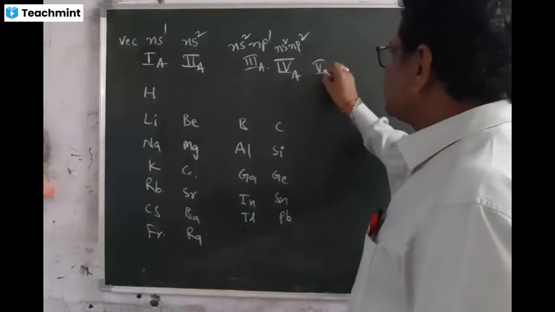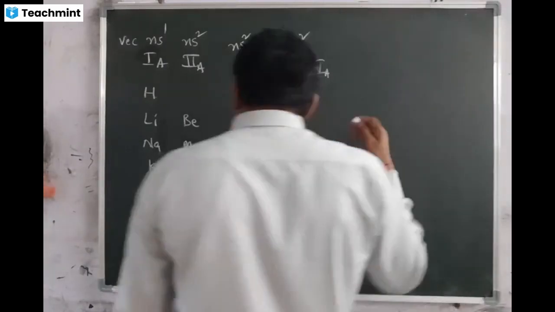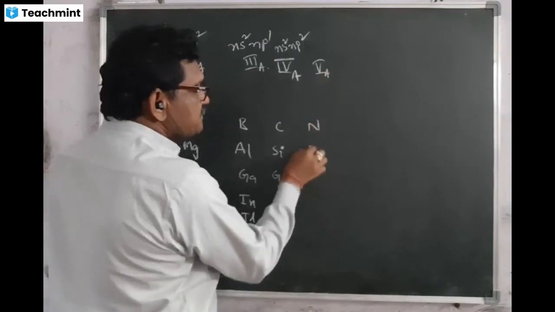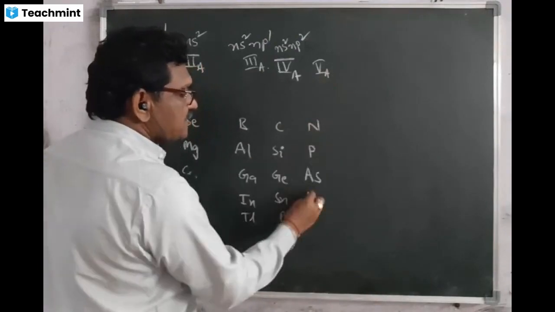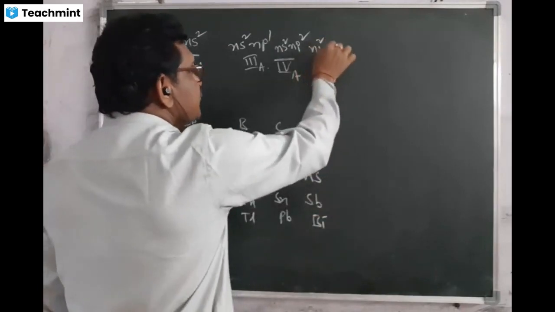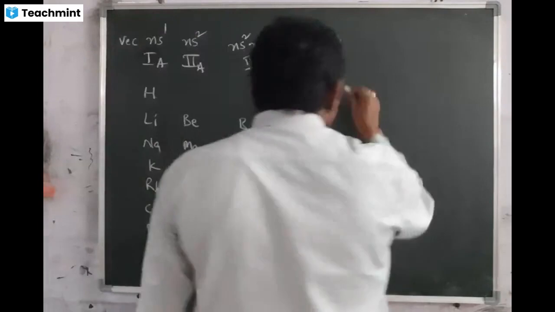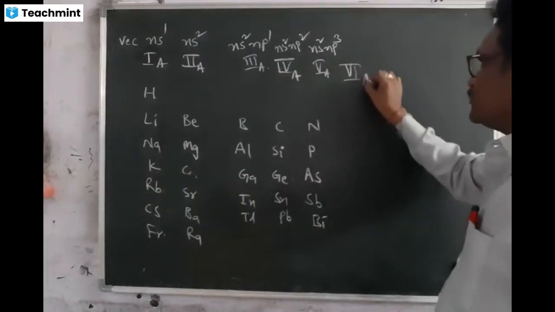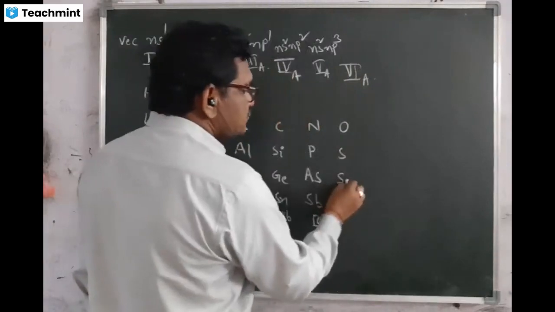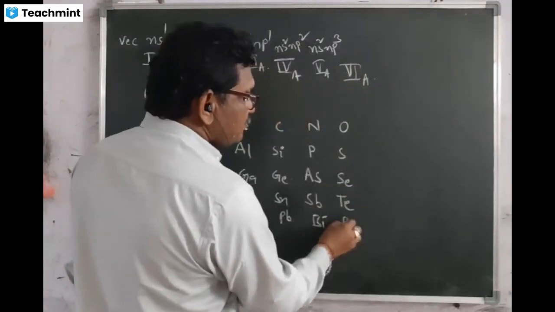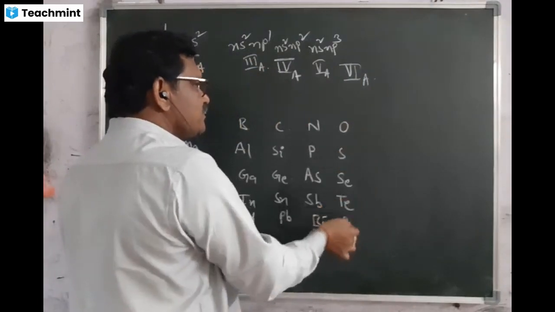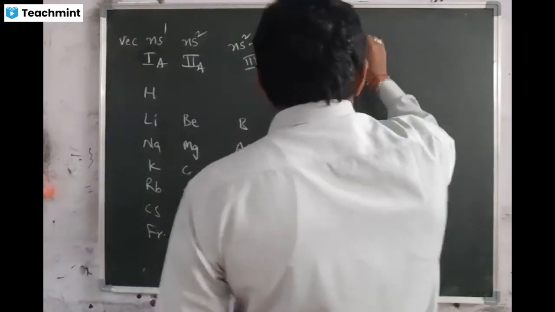The same way, yesterday we wrote all this, even though I can remind you one more time. What are the fifth group elements? Nitrogen, phosphorus, arsenic, antimony, bismuth. Outer configuration is ns2 np3. Then the sixth group elements: oxygen, sulfur, selenium, tellurium, polonium. Outer configuration is ns2 np4.